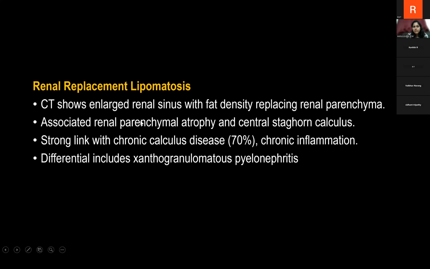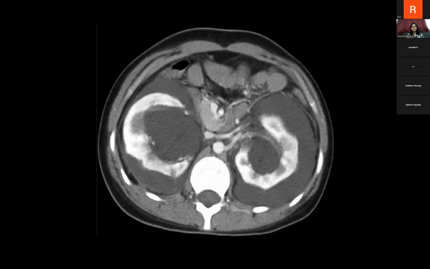Here CT shows enlarged renal sinus with fat density replacing the renal parenchyma, associated renal parenchymal atrophy and central Staghorn calculus. There is strong link with chronic calculus disease and chronic inflammation. Differential includes xanthogranulomatous pyelonephritis, but what is the sign we see in xanthogranulomatous pyelonephritis? Yes, it's bear paw sign. So this is not xanthogranulomatous. Usually the typical signs only we have to pick in the spotters. The next spotter. Time starts.